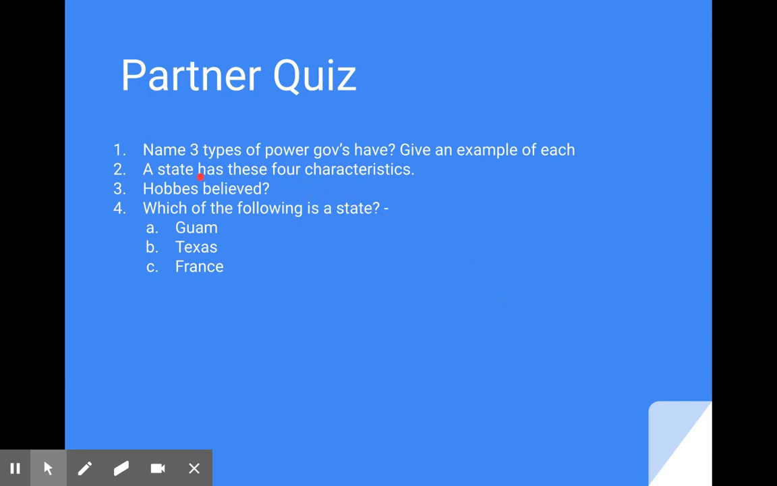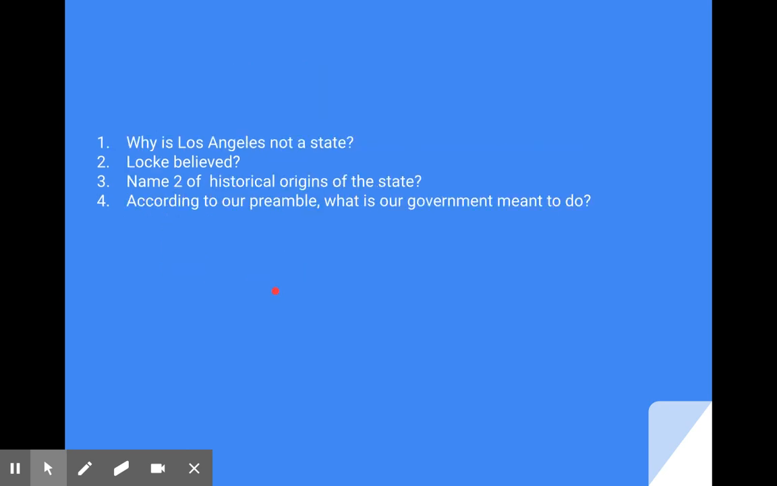But remember, you need to know the types of powers that the government has. You should know the four characteristics of a state. You should know what Thomas Hobbes believed. You should know which of the following is a state. And you should say France. France is a state. Texas is not. Guam is a U.S. territory. Both of these answer to higher authorities. France, however, is an independent sovereign nation.